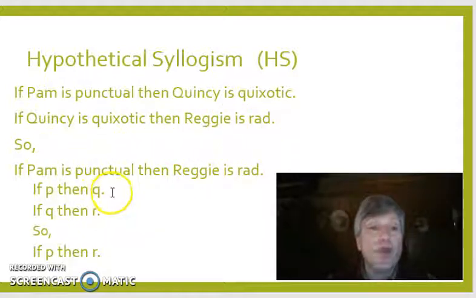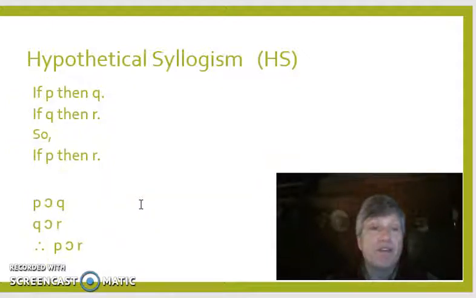So the form of the inference pattern is if P then Q, if Q then R, so if P then R. And that's called hypothetical syllogism. This is what it looks like in our formal system. P horseshoe Q, Q horseshoe R.